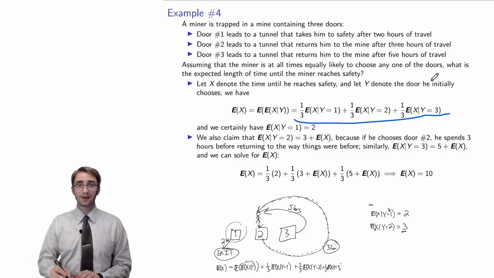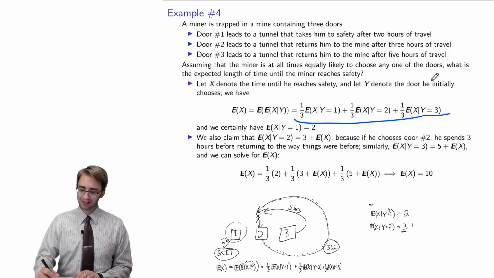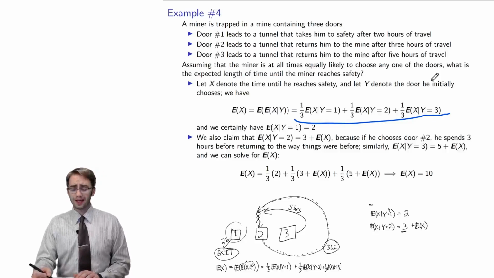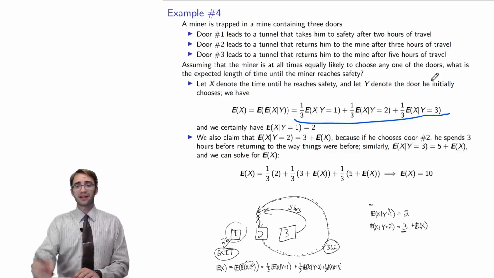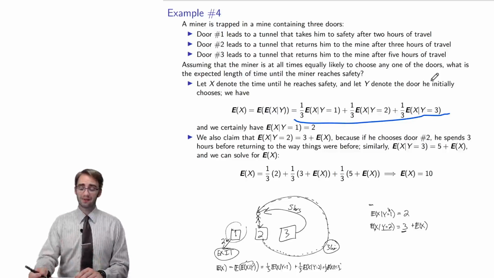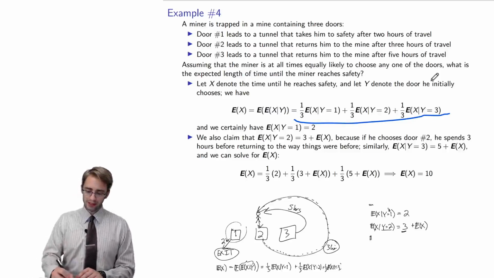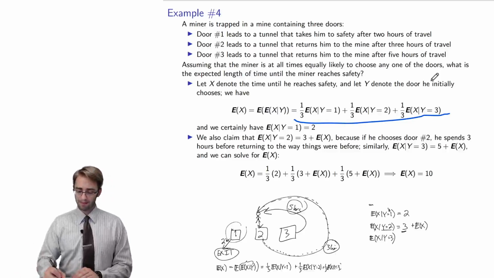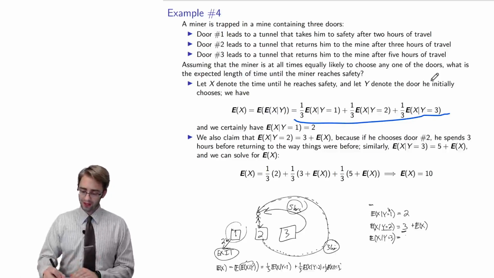So I claim that the expected value of x, given that y is equal to 2, is just 3 plus the expected value of x. Again, the idea here is just that he's done nothing but waste 3 hours. So therefore, the expected value of x, given that y is equal to 2, is just the 3 hours that he's punished for taking door number 2, plus the expected value of x. And by equivalent reasoning, the expected value of x, given that y is equal to 3, is going to be the same principle, but with 5 hours instead of 3. So 5 plus expected value of x, like that.